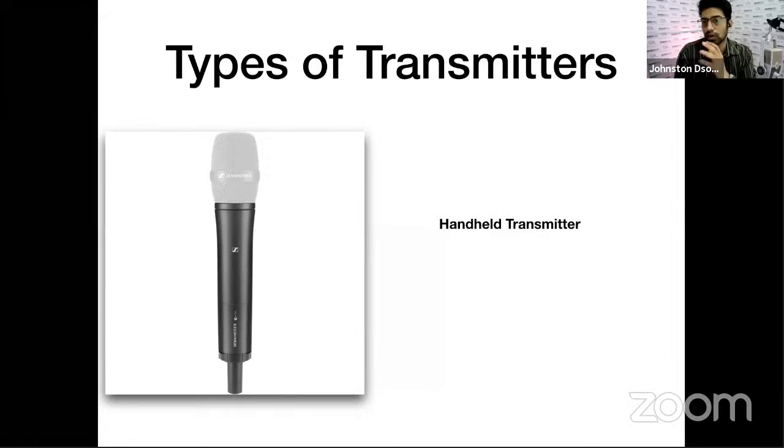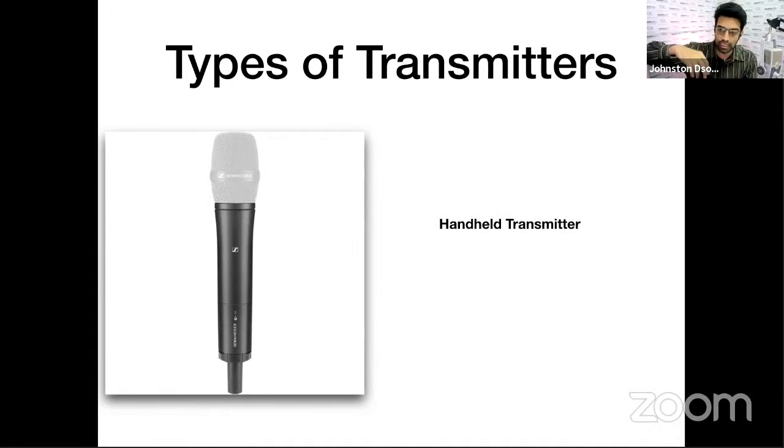Now let's look into what the types of transmitters are. The thing that you see on the screen, you might have all seen it at some point or the other. It's called the handheld transmitter. Many of these handheld transmitters let you interchange the capsules. For example, I can take a condenser mic capsule and bolt it onto the G4 transmitter.